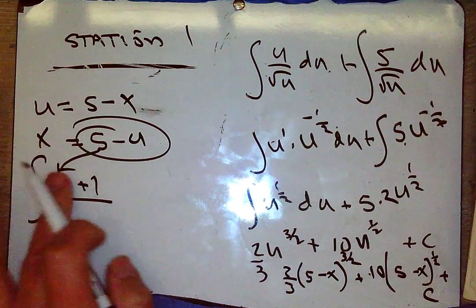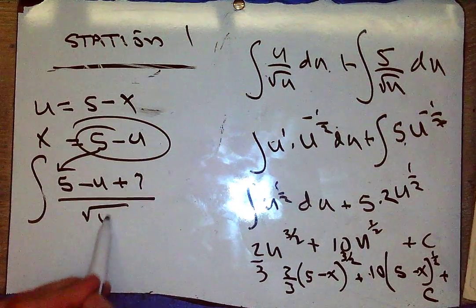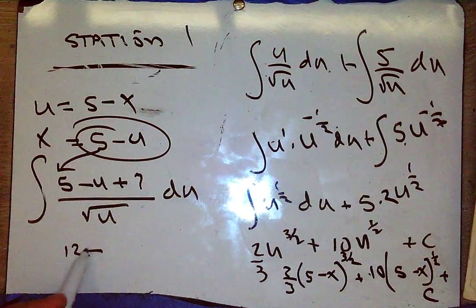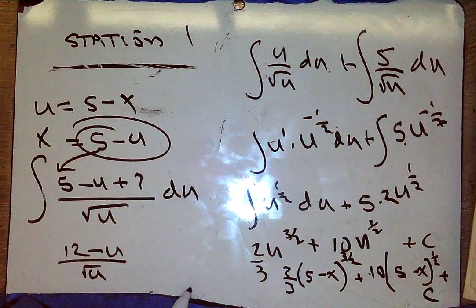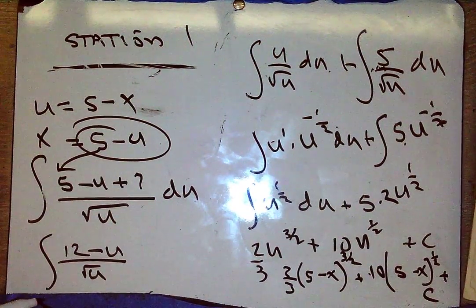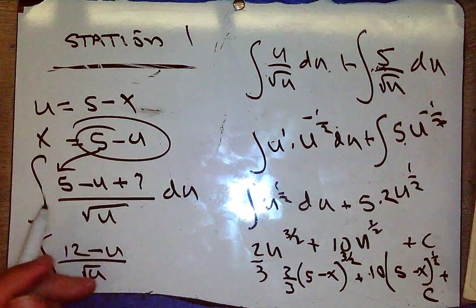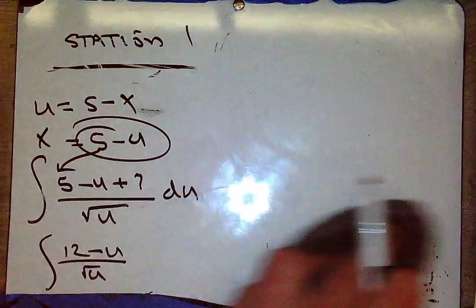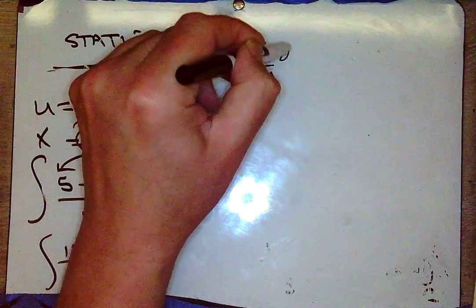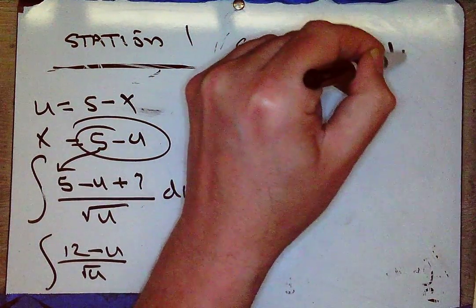And so really we should be looking at something like 5 minus u plus 7 over square root of u. That's going to be 12 minus u over square root of u. And I had 5, I didn't have 12. So I'm integrating there, and this is where I could split into 2 fractions. Yeah, I think I'll do that just for completeness. Okay, so I'm going to have the integral of 12 over square root of u du minus the integral of u over square root of u du.